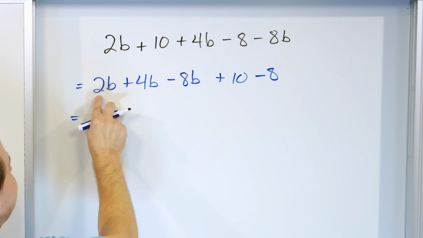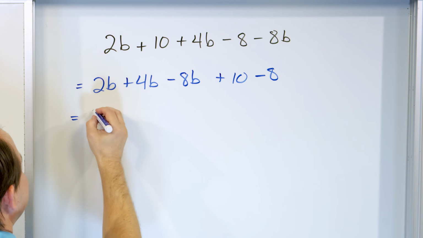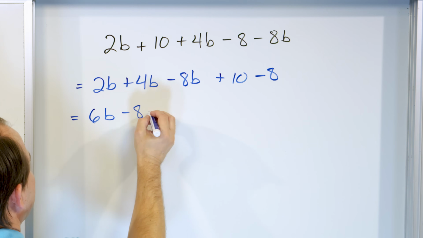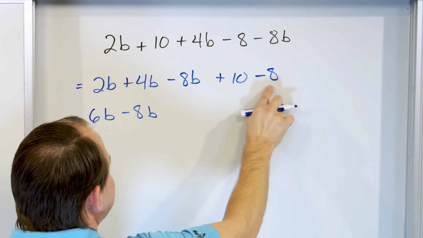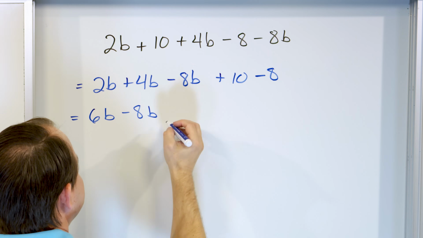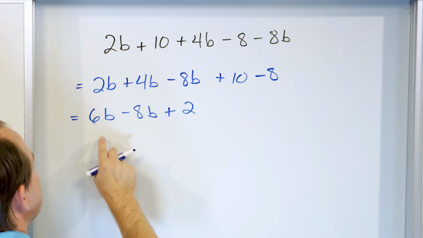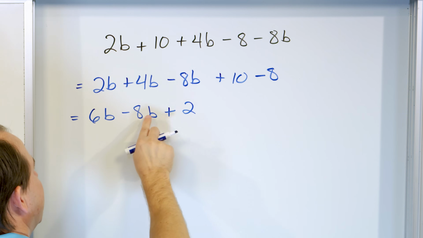And so we just add the numbers together. What is 2 plus 4? It's 6. So we have 6b. We still have to subtract 8 here. And then we can add these numbers anytime we want. 10 minus 8 is going to be positive 2. So we have 6b minus 8b plus 2.